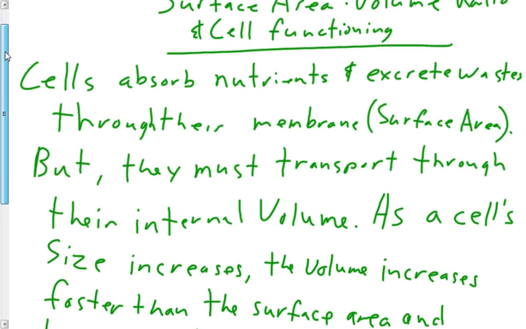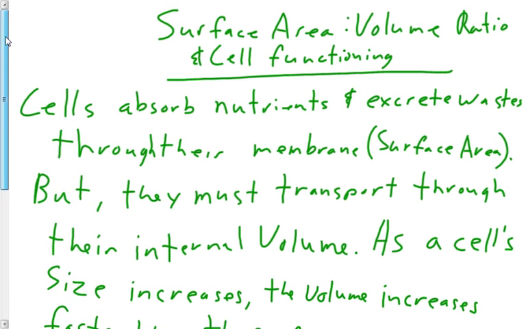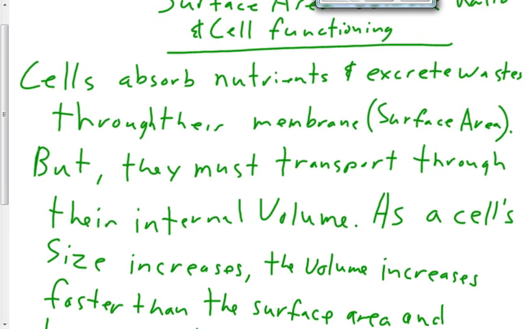Okay. So I need you guys to write down these things here. Surface area to volume ratio and cell functioning. Cells absorb nutrients and excrete wastes through their membrane. The membrane is the surface area of the cell. So essentially what we're saying here, guys, is this. The cell membrane represents the surface area of the cell. Everything has to get into the cell that way.